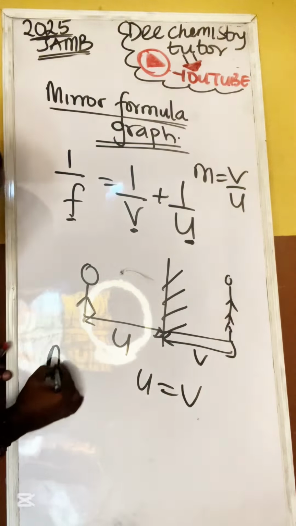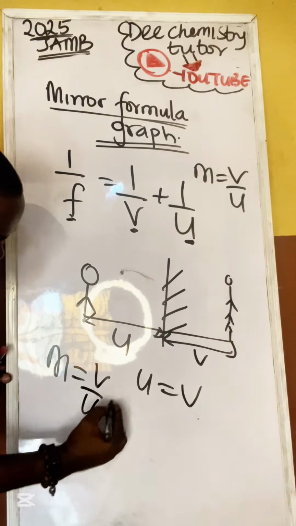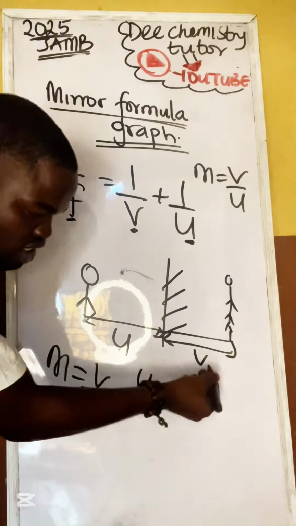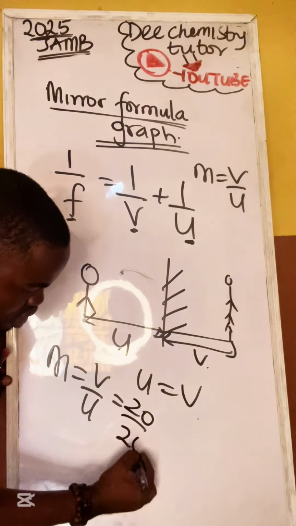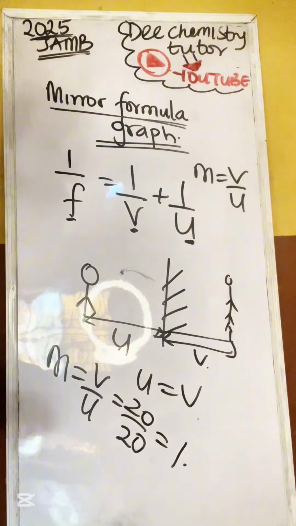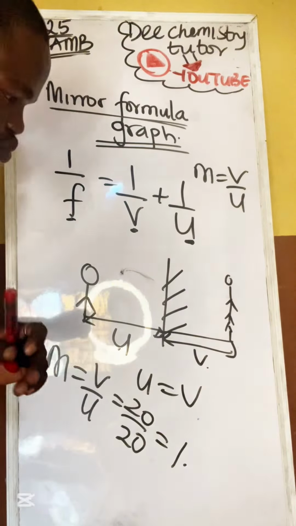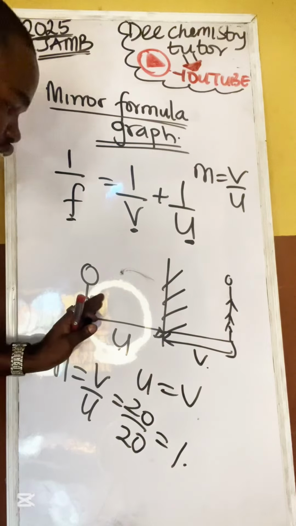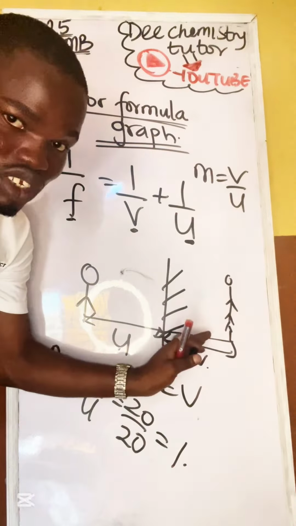So in this case, magnification is what? v over u, which is what? Let's say if this is 20, this is 20. That's 20 over 20. Everything equals to what? 1. Magnification has no unit. It will cancel out. Now, don't forget that the image here is laterally inverted. You must not forget that one.